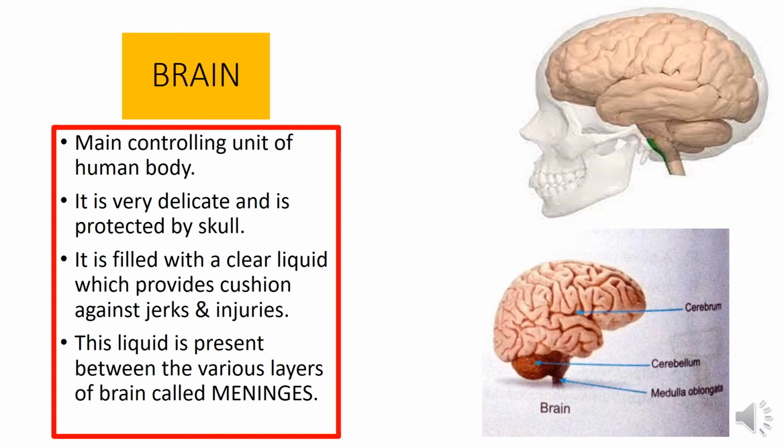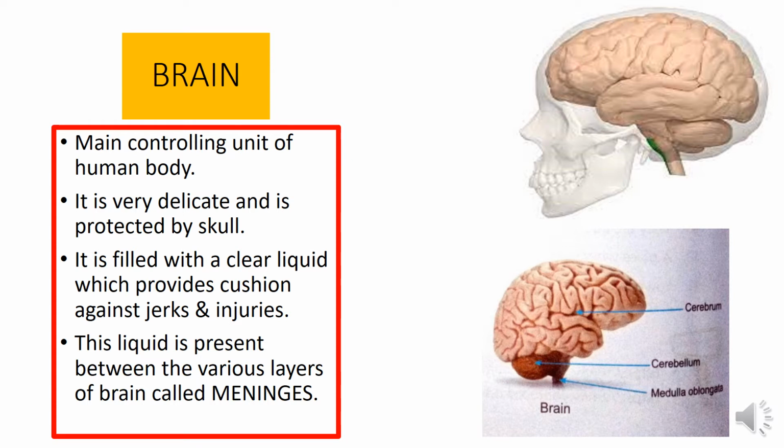First is the brain. You can see in the picture that the brain is located in the skull. It is the main controlling unit of the human body. It is delicate and protected by the skull. You can see how the brain is fixed in the skull. It's clearly depicted in the picture. Now, the brain is filled with a clear liquid which provides a cushion against jerks and injuries. Whatever jerks we get in our body, it is protected with a liquid. The liquid which is present between these layers of the brain is called meninges.